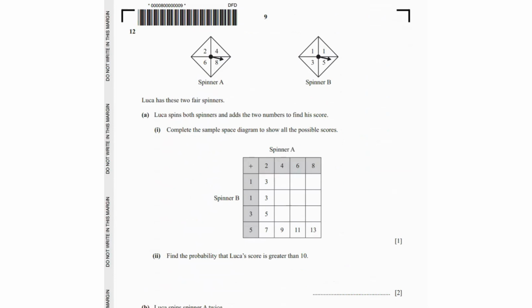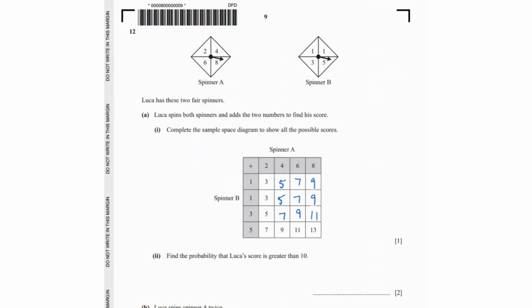Then Lucas has these two fair spinners. Lucas spins both spinners and adds the two numbers to find his score. Complete the sample space diagram to show all of the possible scores. So 1 plus 2 is 3, 1 plus 4 is 5, 1 plus 6, 7, 1 plus 8, 9. 3 plus 4, 7, 3 plus 6, 9, 3 plus 8, 11.